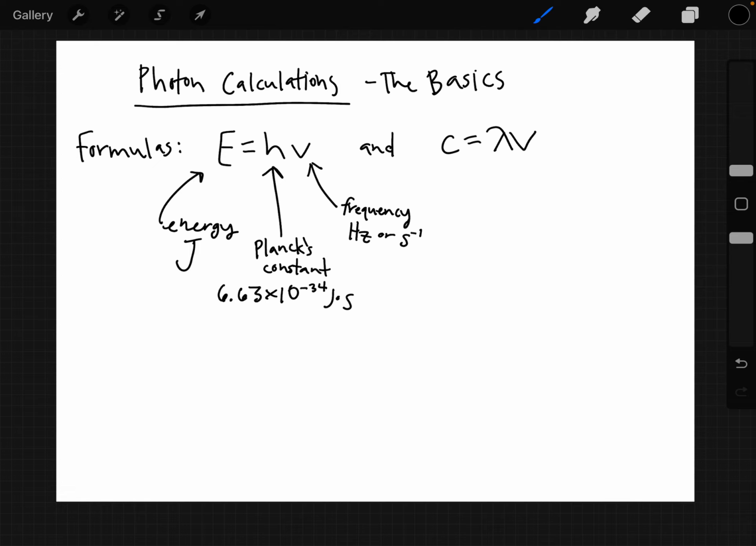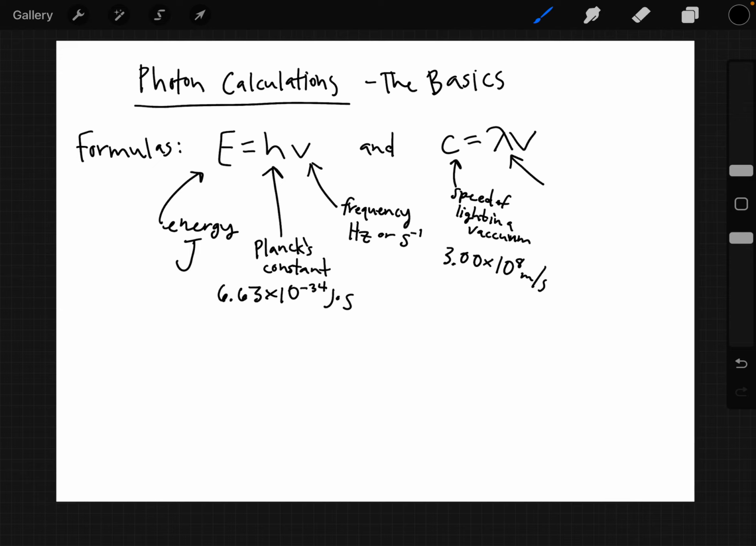The second formula we use is the speed of light formula. So right here, c is the speed of light in a vacuum. And this is also a constant number. We've scientifically found the speed of light is 3 times 10 to the 8th meters per second.